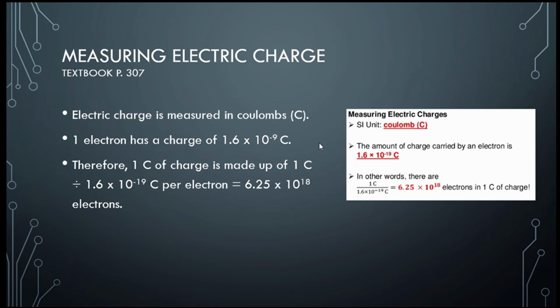If the question is, how many electrons are needed to carry 1 coulomb of charge? Yeah, you can divide 1 coulomb by 1.6 times 10 to the power of minus 19 coulombs, which equals 6.25 times 10 to the power of 18 electrons. So, you will need 6.25 times 10 to the power of 18 electrons.